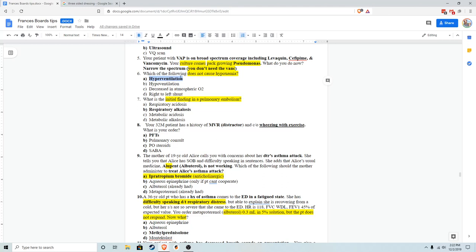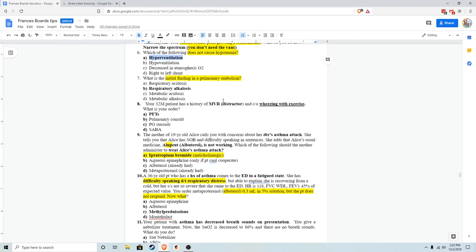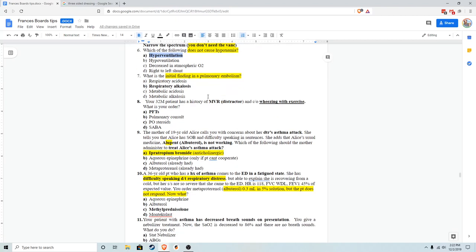So that's the compensatory mechanism that does not cause hypoxemia. Number 7, what is the initial finding in a pulmonary embolism? So we have respiratory acidosis, respiratory alkalosis, metabolic acidosis, metabolic alkalosis.